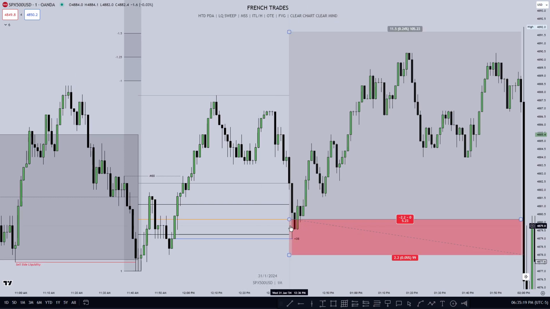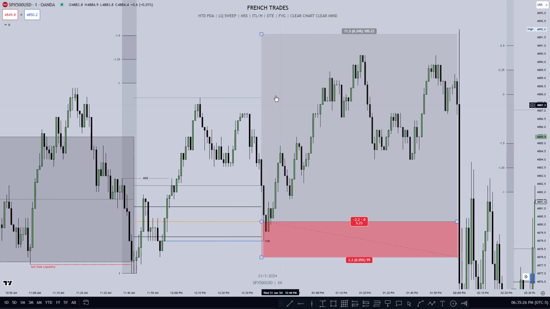Respects the OT. Now, it doesn't close above the OT, but it does close that last line of defense on the OT, which is fine. I'll take that any day.